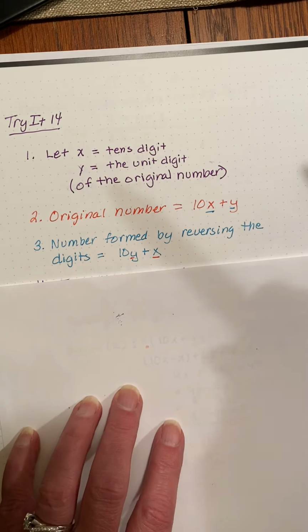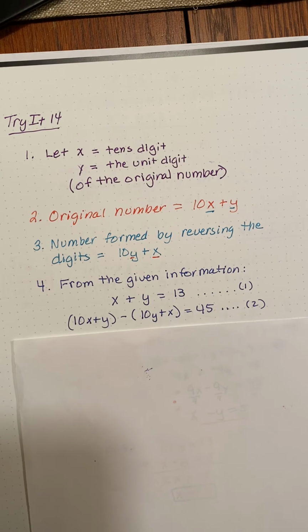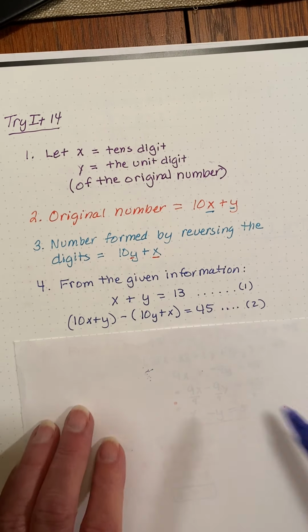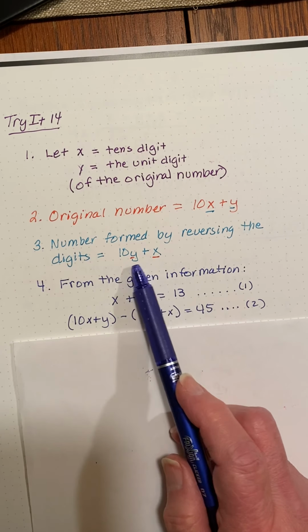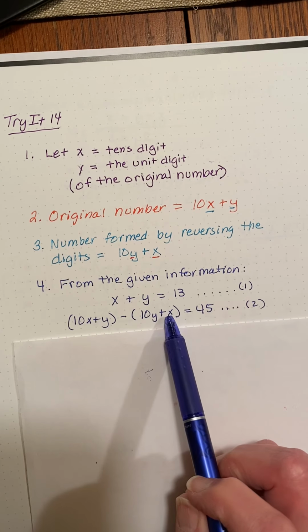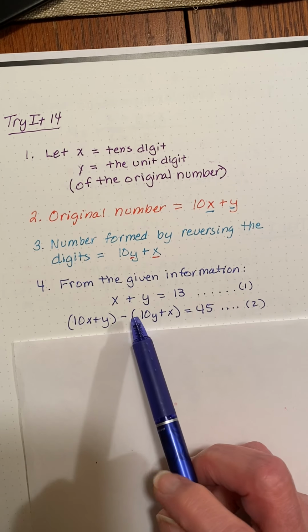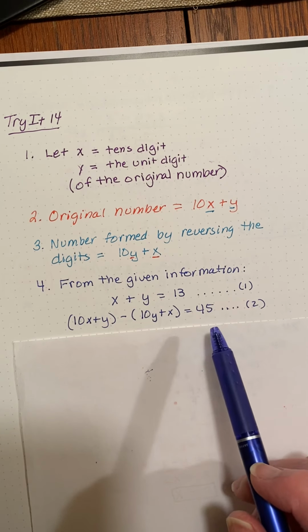The next sentence says if the digits are reversed, the number formed is 45 less than the original number. So now they're bringing in this original number when the digits are reversed. We'll take the 10x plus y and subtract the new number when the digits are reversed, 10y plus x. We subtract because we are looking for 45 less. So 45 is the difference.